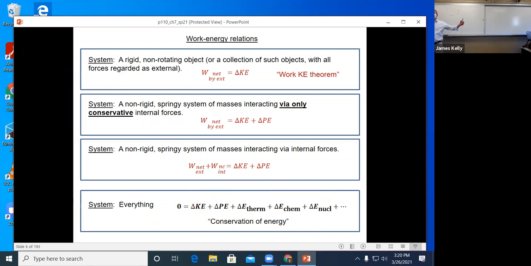Kinetic energy means large chunks of mass either speed up or slow down, right? Those would be positive or negative changes in kinetic energy. Potential energy changes means springs, whether invisible forces or actual springs, compress or expand. But also your system could heat up.